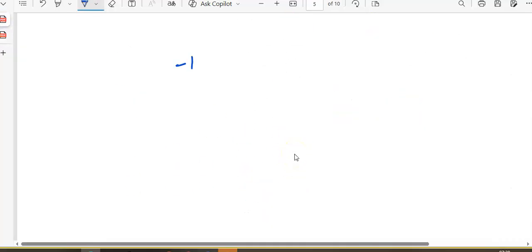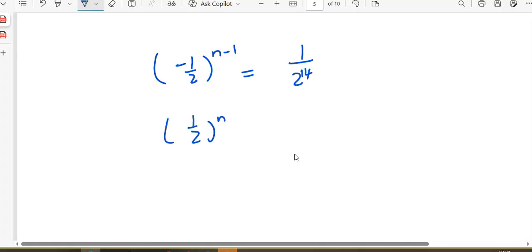Remember, we still have 1 over 2 to the power n minus 1. And then this side we had 1 over 2 to the power 14. And now, tell me, if I write this like this, tell me if I'm wrong: 1 to the power 14 over 2 to the power 14. Is this not the same as that 1 over 2 to the power 14? Because remember, 1 to the power any number is just 1.